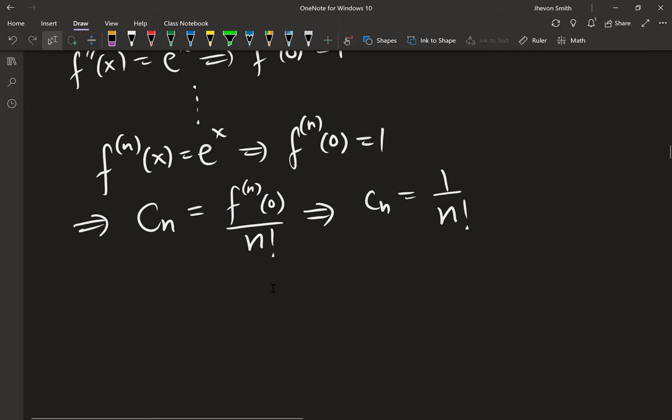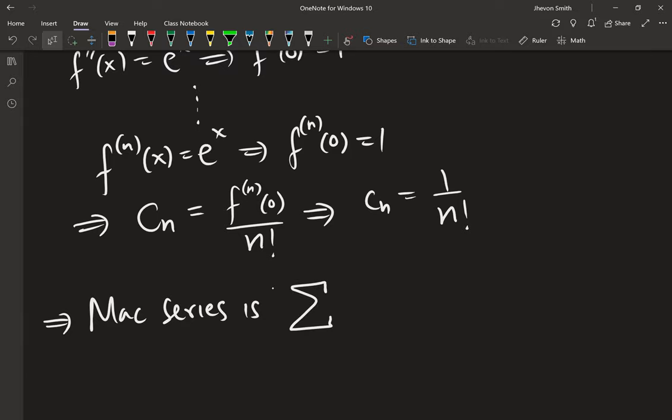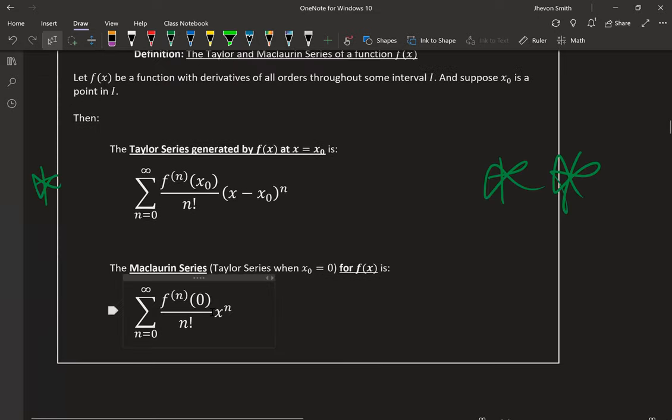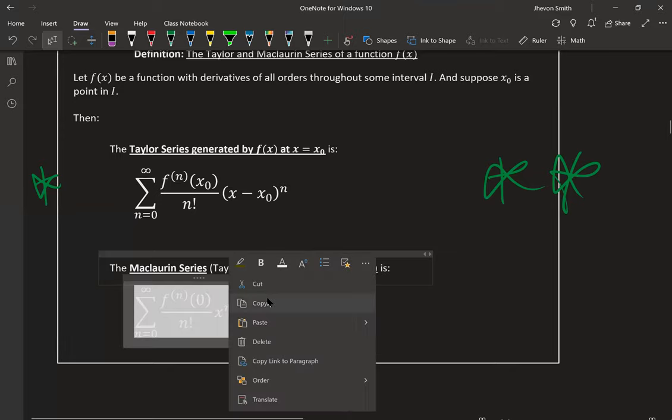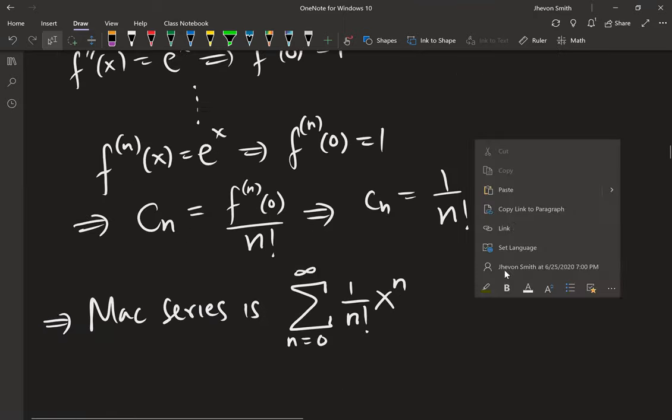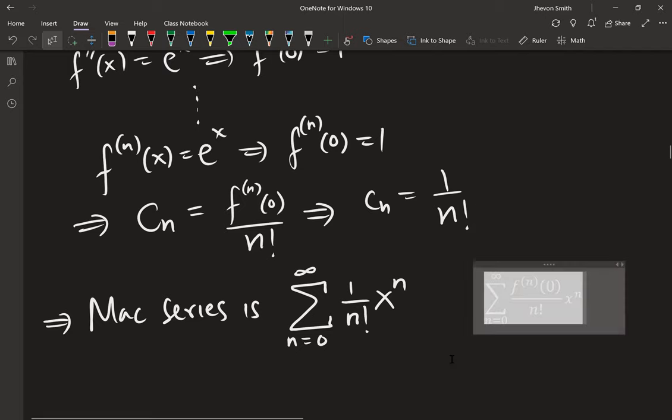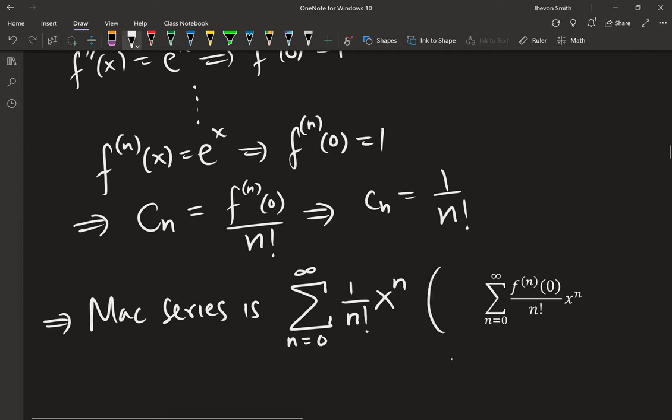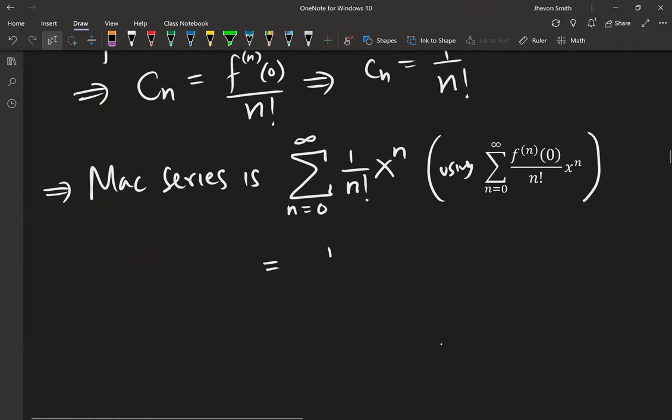So I can now go back to my Maclaurin series form and plug in one over n factorial times x to the n, because I'm just using this formula right here. Isn't that the right answer though? Yes, and I can rewrite this by multiplying across. This is x to the n divided by n factorial.